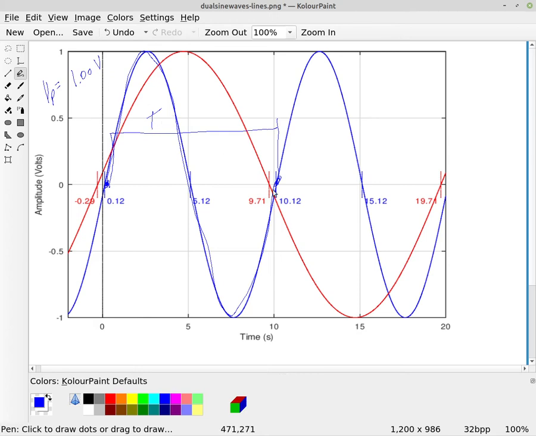And that period is, it's crossing over here at 10.12 seconds. So that's 10.12 seconds minus where it starts, which is over here at 0.12 seconds. So the period of the blue waveform is 10 seconds. Again, if we're going to put that in Blackboard, we would put in 3 digits, so we would be putting in 10 seconds. So we have 1 volt and we have 10 seconds.